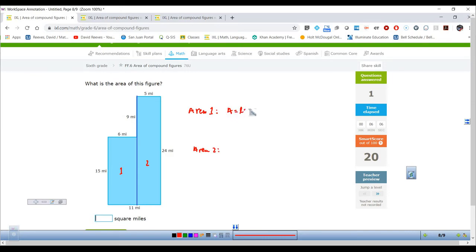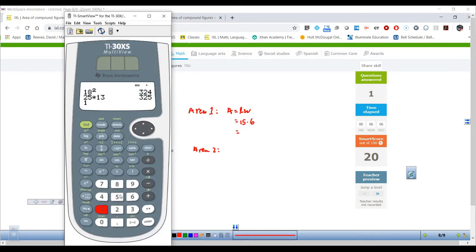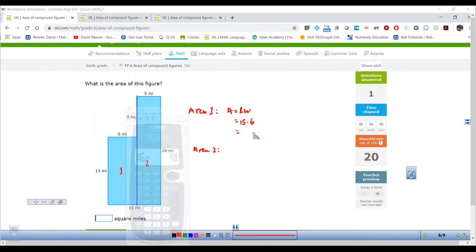The area of a rectangle is length times width. For 1, the length is 15 and the width is 6. By the way, if some of you are thinking, I thought that was the width and that was the length, it doesn't matter because multiplication is commutative, right? So 15 times 6. Let's go to our handy dandy calculator. 15 times 6, I get 90. Probably should have done that one without a calculator. 90 what? This one is 90 square miles.